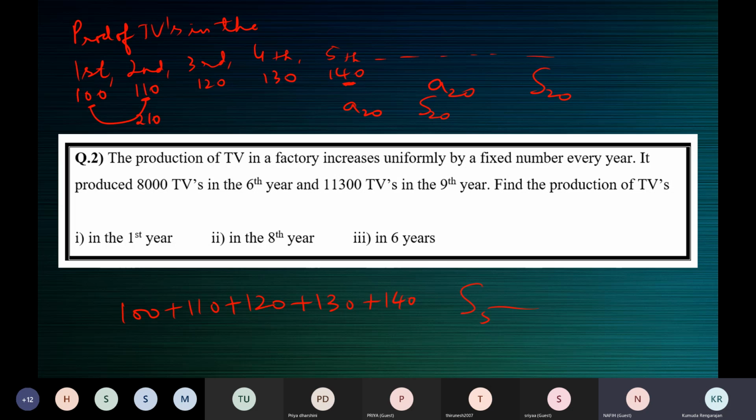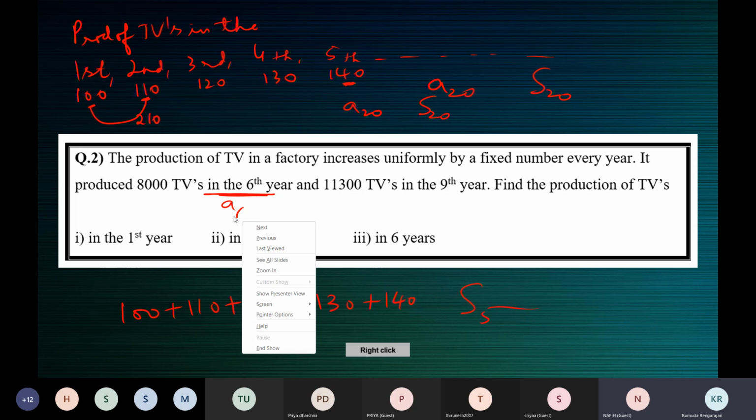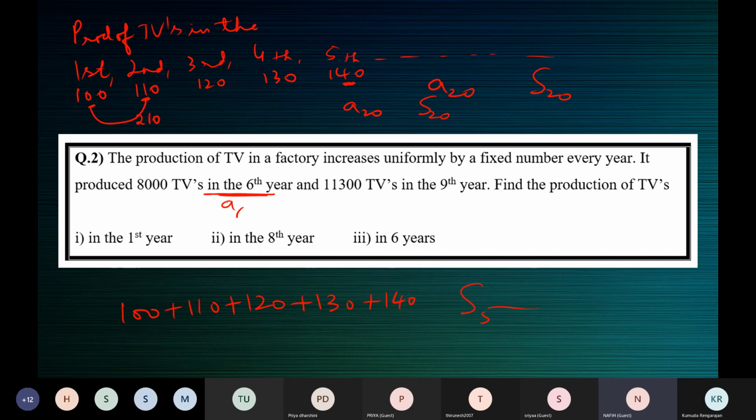It produced 8,000 TVs in the 6th year, only that year. So A6 is 8,000. In the 6th year, only in that year, it produced 8,000 televisions. So A6 is 8,000. Just a second, children.